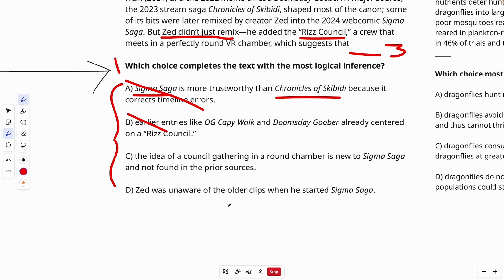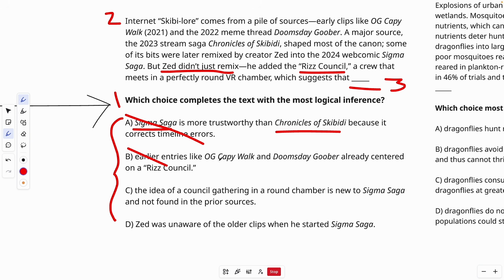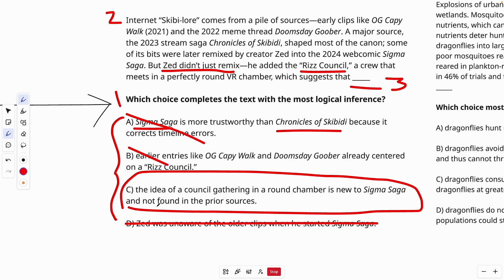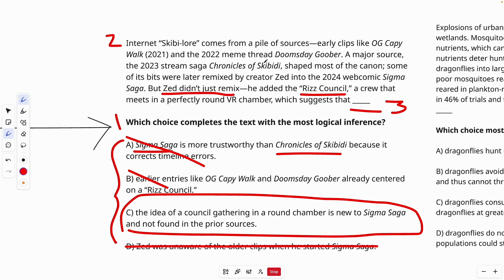We can just check D though. Zed was unaware of the old eclipse when he started Sigma Saga. It just isn't supported by anything said in the passage. We don't know he was aware of the old eclipse. He probably was, but who even knows? And so for that reason, that's just not clearly stated, so we can eliminate that one. C is the only one that logically makes sense based off of what is said. Even though this makes a slight inference, because it doesn't directly say it in the passage, it just literally would be impossible for the other people to have known about the Riz Council.